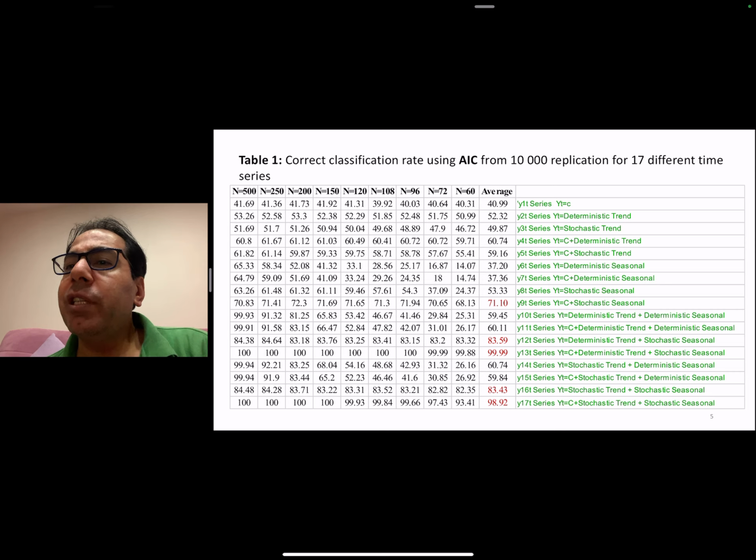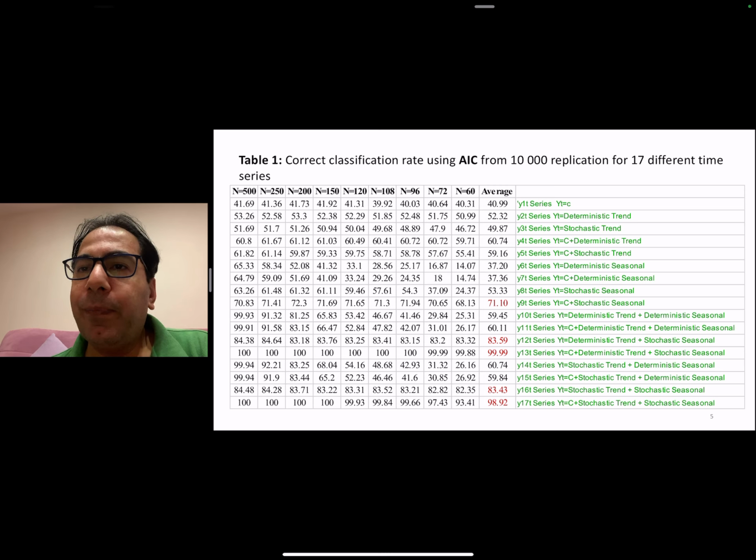We decided to study the generation for 9 different sample sizes starting from 60. 60 is a small sample size for time series analysis. We consider the smallest to be 60, and 500 is the largest sample size we consider. We could consider maybe 1000, but it won't make any difference, so we stop at 500.